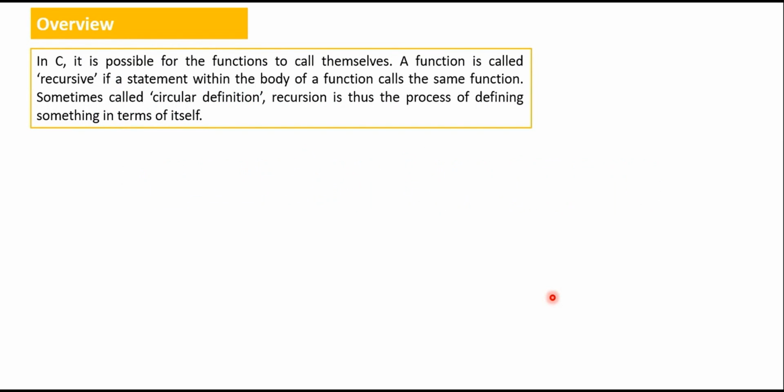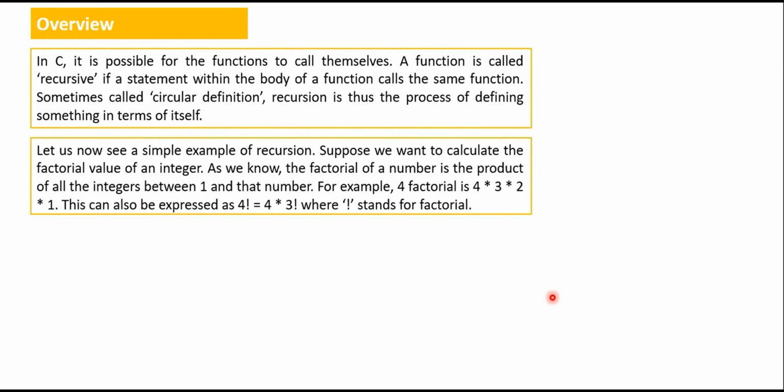That means a function is called recursive if a statement within the body of the function calls the same function, sometimes also called a circular definition. Recursion is thus the process of defining something in terms of itself. Let's now see a simple example of recursion.